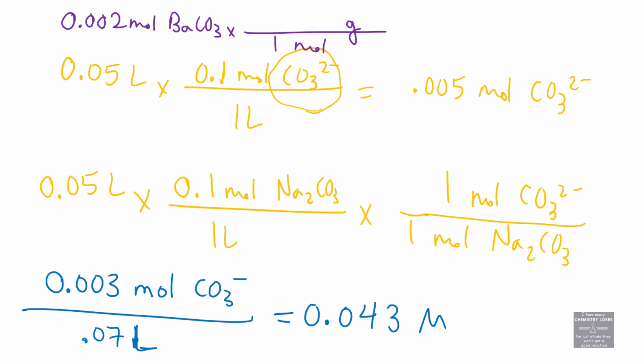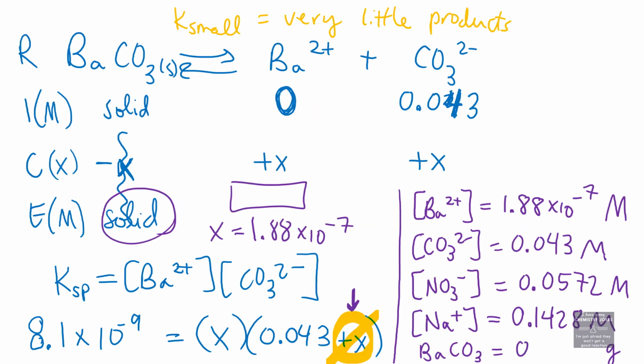What do we need to find? The molar mass. Molar mass that I calculated, 197.33, I do believe. And that gives me a mass of 0.395 grams barium carbonate. 0.395 grams. That was one problem, and it took us a really long time to work through it.